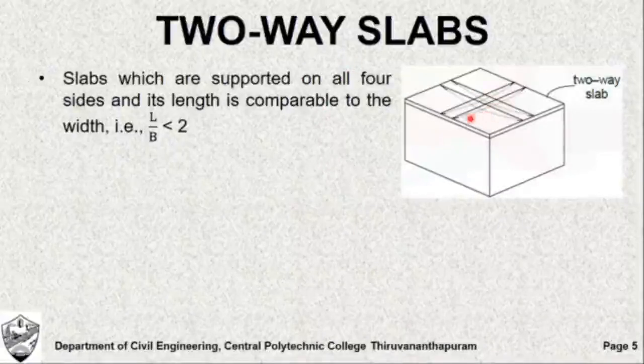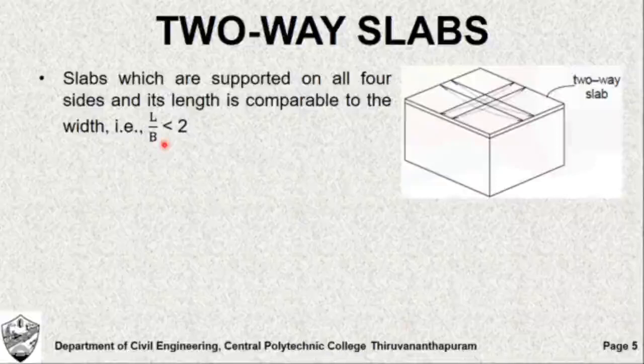Two-way slabs, as you see, are supported on all the four sides, and not just that, the length dimension or one span is comparable to the adjacent span, or the length and the width of the slab are comparable in nature. So L is approximately equal to B, or strictly speaking, L by B is less than 2. In case of one-way slabs, we said if L by B is greater than 2, then we call it a one-way slab. If L by B is less than 2, then we call it a two-way slab.